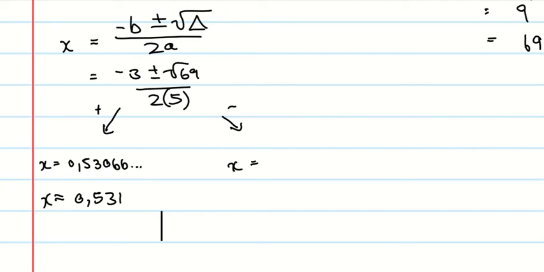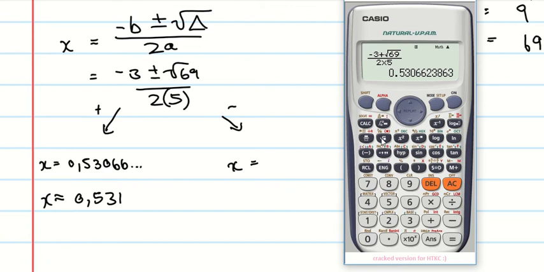So I'm just going to save that. For the other answer for x, you can use shift and store, and that will be stored in your answer A. If you want to use the answers later, you can use that method. Now I'm going to type in negative b, so that is negative 3 minus the square root of 69 over 2 times 5, and that is how I get my answer.